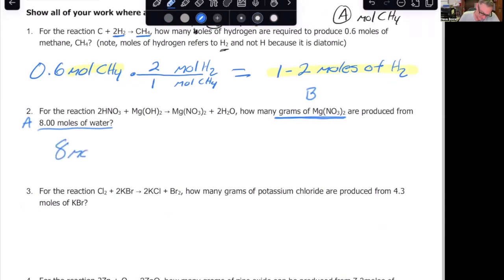8 moles of H2O. And I know I'm going to convert it. So I'm just going to move moles of H2O to the bottom. So think of this as your starting block in a race.